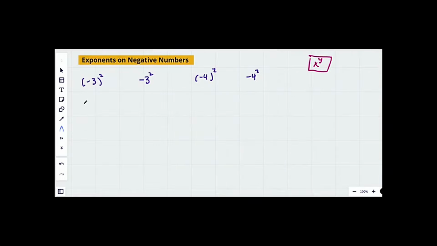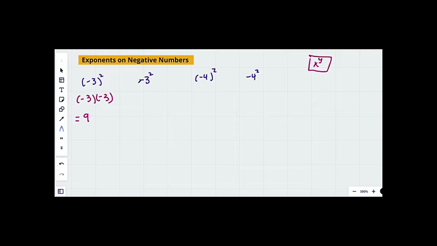Now there's a difference between having our negative number inside a bracket and having the negative number outside of a bracket. When we have our negative number inside a bracket and we have the exponent, what it means is that the whole thing, the negative sign and the number, are being raised to the power of 2. So this is why when we rewrite this question, we rewrite it as negative 3 times negative 3, and we get positive 9. But when it's not in the bracket, the exponent is actually only applied to the base and not the sign.